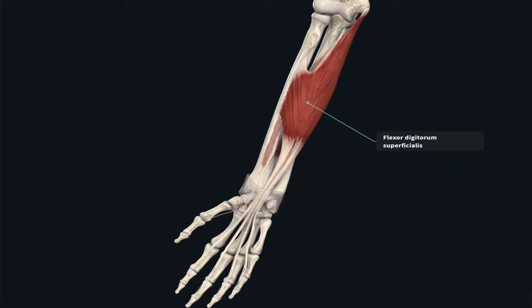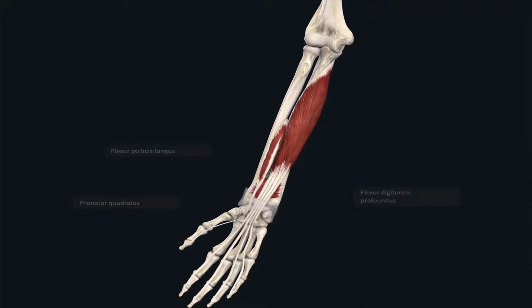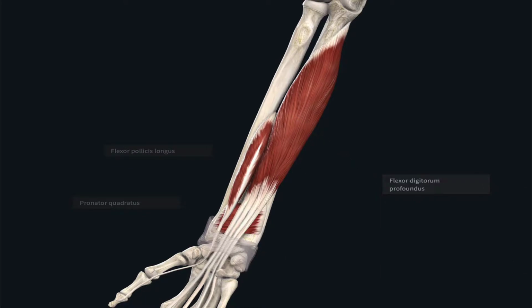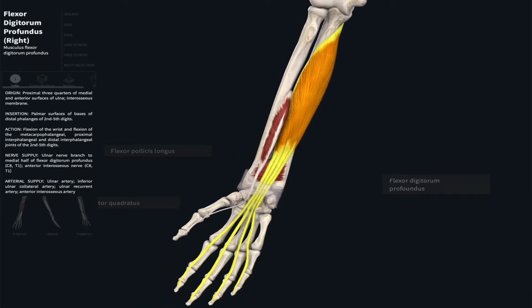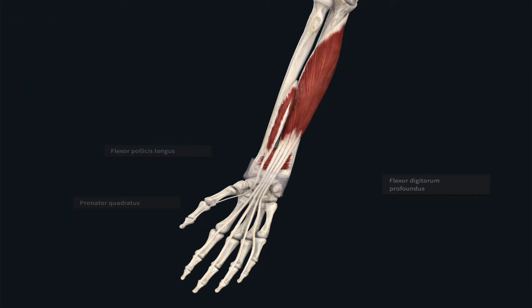The third layer, or third set of muscles in the forearm, are the deep group or deep layer muscles, and there are going to be 3 muscles found in this most deep layer. The flexor digitorum profundus is the counterpart I spoke of a moment ago. So this will be the flexor of the digits that's more deeply located. And as we can see, the flexor digitorum profundus, as was the case with the superficialis, splits and sends a tendon to each of our 4 digits, excluding the thumb, which is not considered a digit.